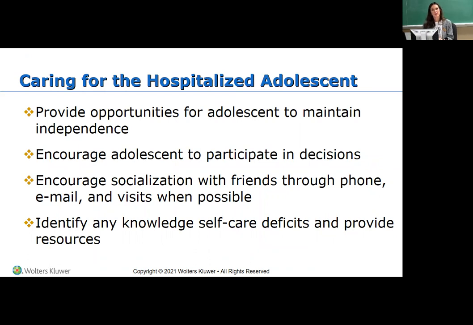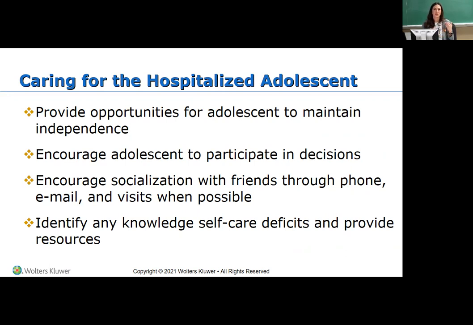Okay, when we have hospitalized adolescents, of course, we want to provide opportunities for them to maintain a certain type of independence. We want to give them choices. We want to make sure that they're doing things on their own, and we're not doing everything for them entirely. Yes, 100,000%, they need to participate in the decisions that are being made for them, about them, or to them. 100%. And we need to be an advocate for that.